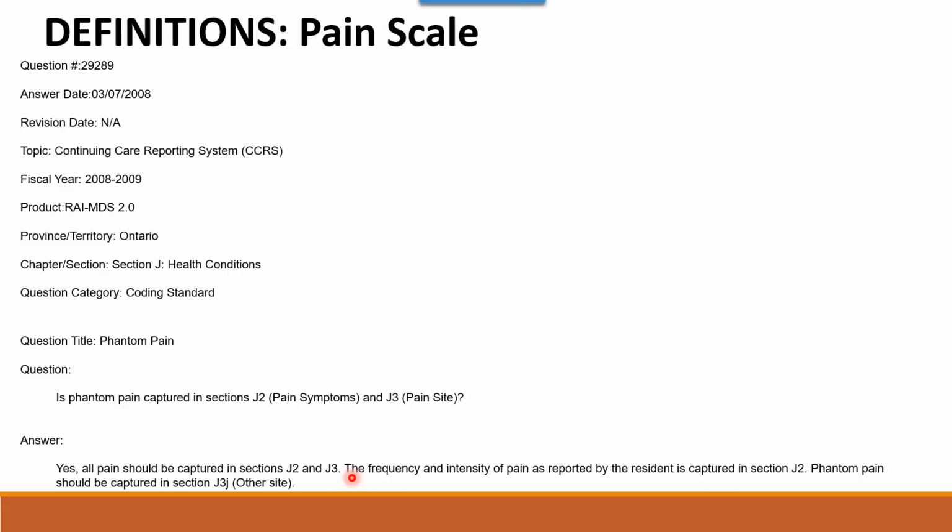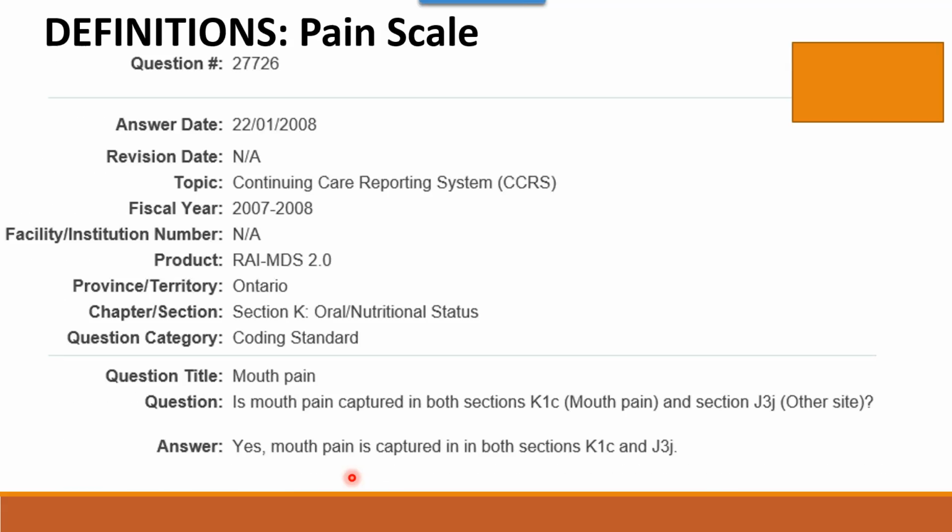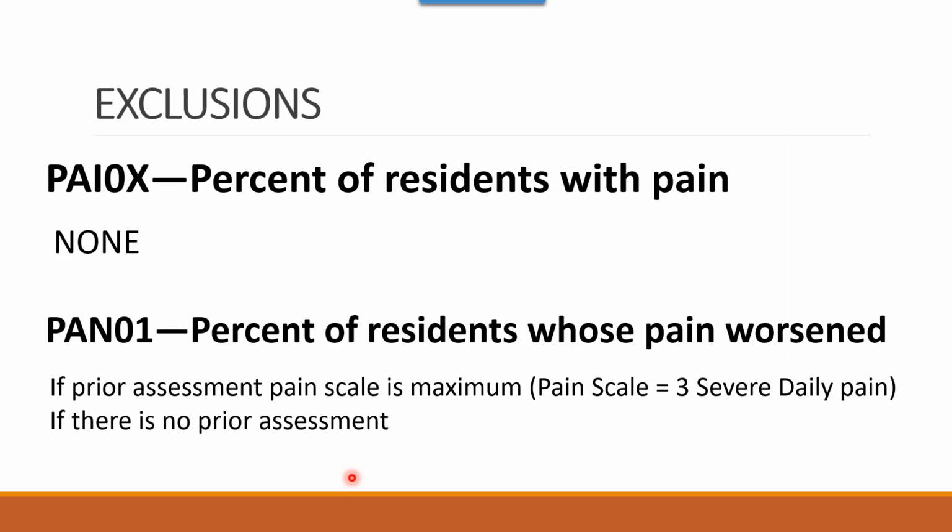Okay, so we're looking at pain from that point. One more definition on the pain scale, and this one has to do with mouth pain. Is mouth pain captured in both sections K1C, mouth pain, and section J3, other site? And here they're saying yes, mouth pain is captured in both sections, K1C for mouth pain and J3. So where does that leave us?